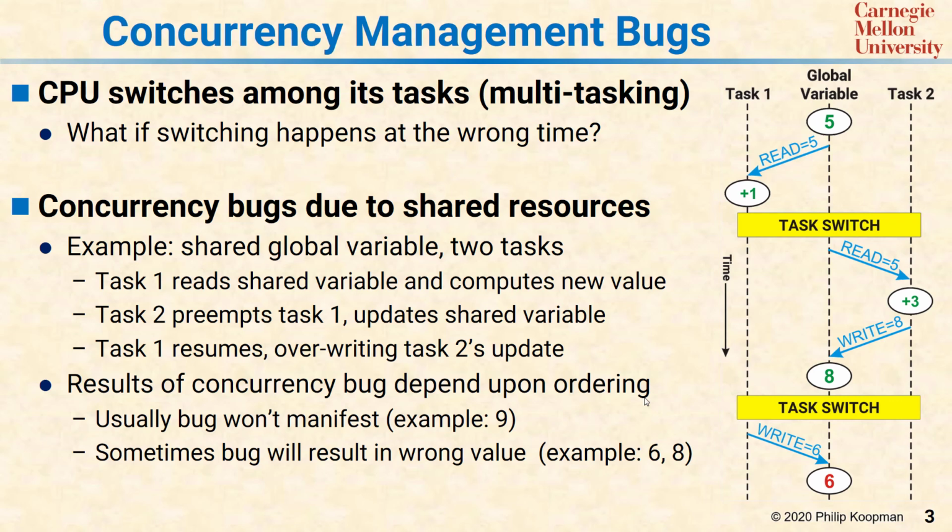So you get an incorrect value on the global variable, but it only happens when this particular interleaving occurs, when task 1 and task 2 are trying to access the global at the same time. That means that the results of the concurrency bug depend upon the ordering.